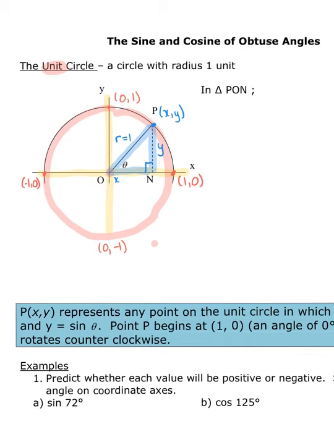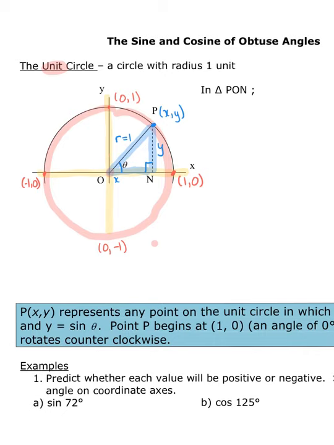And finally, we have this angle, theta, which is formed between the positive x-axis and the radius or the hypotenuse of this triangle. Theta, the angle, always starts at the positive x-axis and moves in the counterclockwise direction.